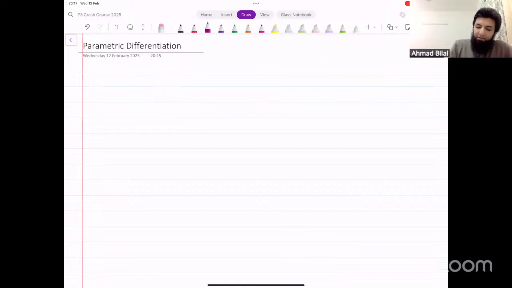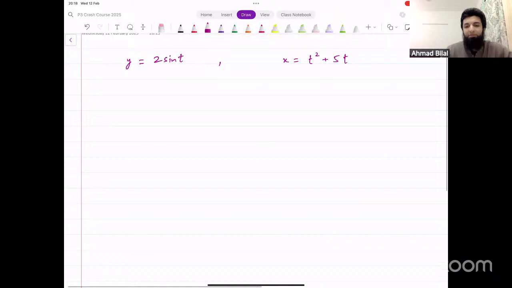The idea is sometimes you have a function defined using 2 equations. So let's say you have a function like this that is defined in terms of 2 equations. y equals 2 sine of t, and x equals t squared plus 5t. Okay. y equals this and x equals this.